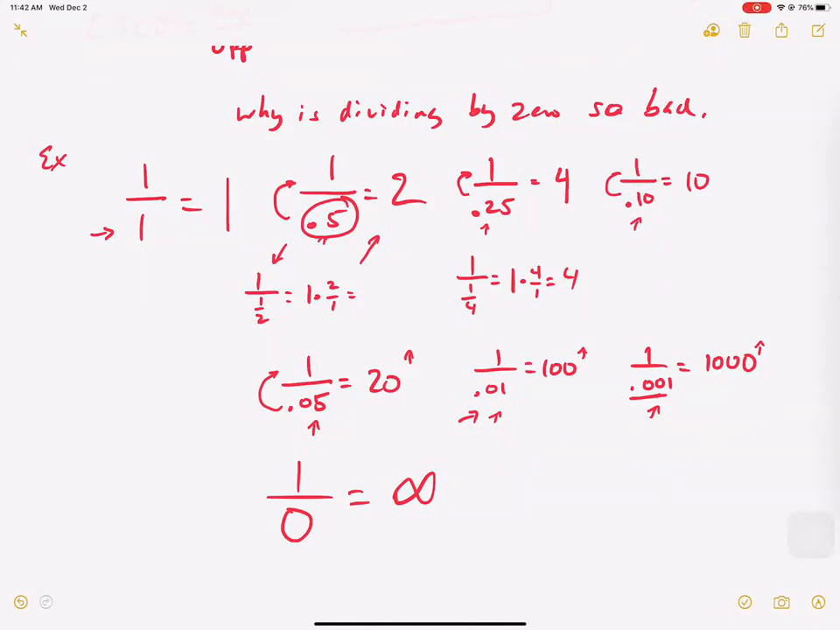How much money do I have to give to charities? Nothing. I can give nothing to all the charities in the world. And this is the idea of why 1 divided by 0 is infinity.